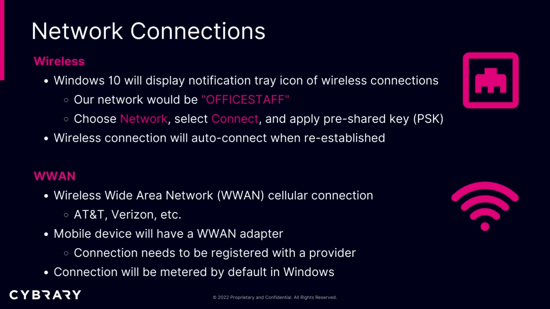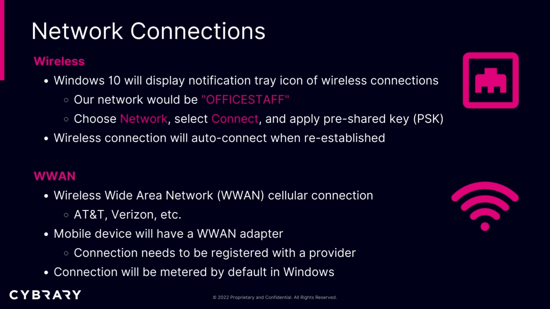Different connections that you'll set up in your Windows device include your wireless connection. In Windows 10, you'll have a display notification in the icon tray of the wireless connections that are available. You would choose the connection that you see, such as Office Staff, select that, select Connect, and whatever password or pre-shared key was issued, you would put that in, and you're connected to the wireless network.